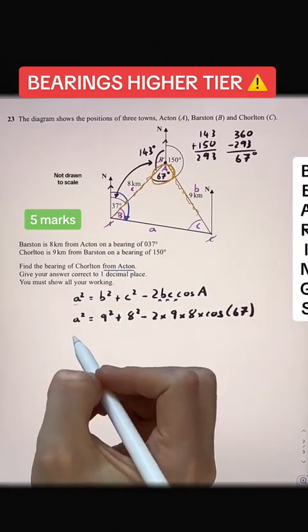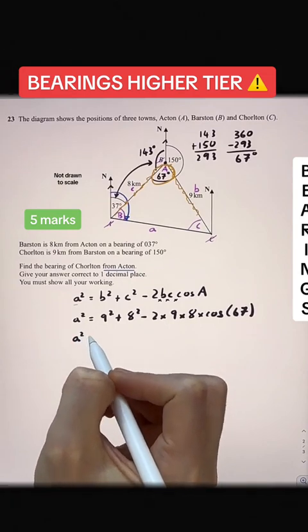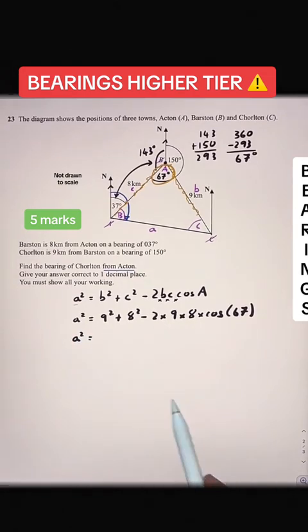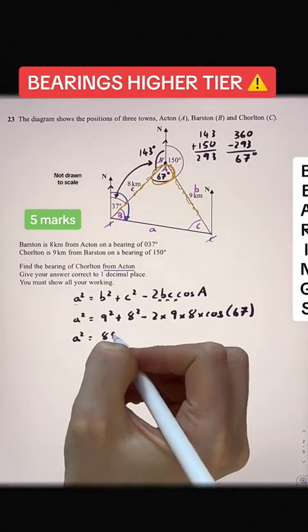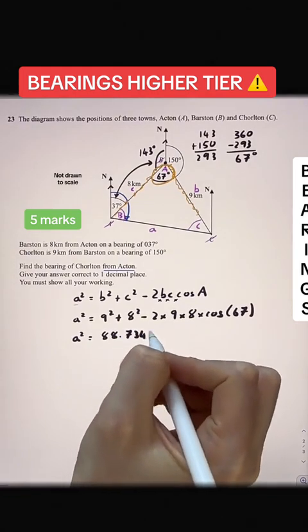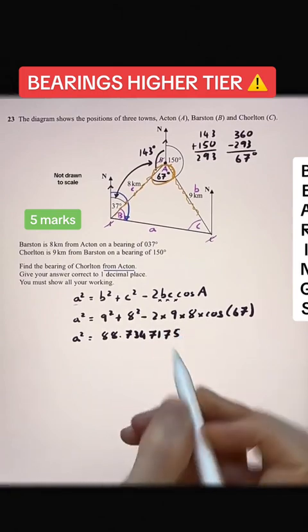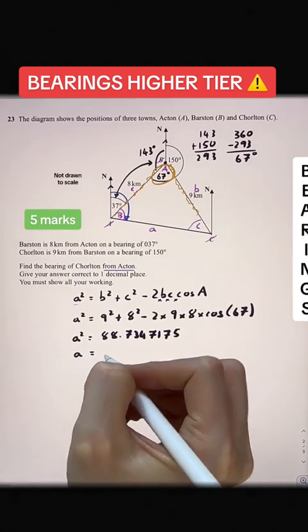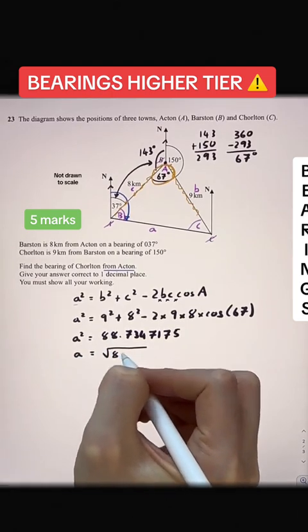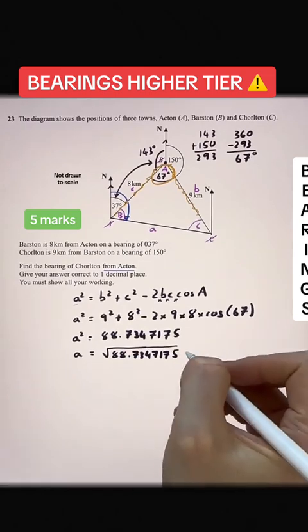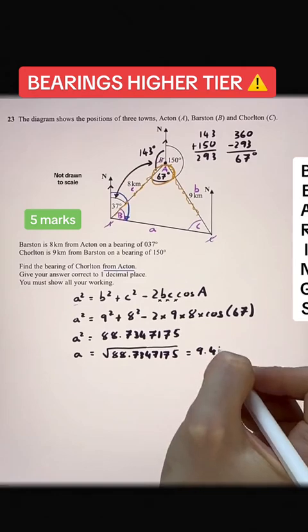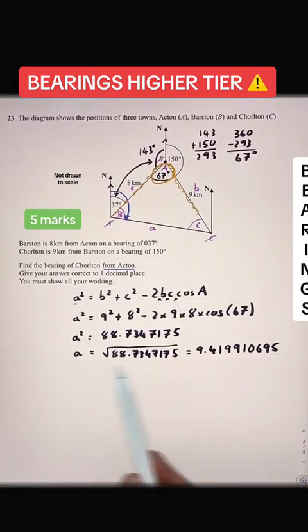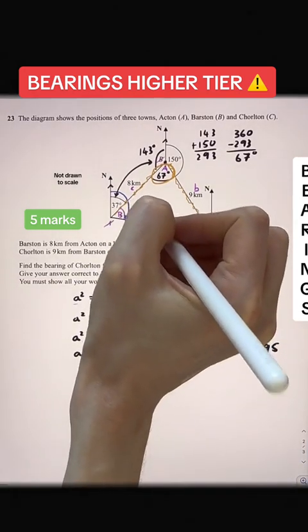Leaving A squared alone on the left-hand side of my equation, substituting everything on the right into my calculator, therefore A squared equals 88.7347175. As I want to find the value of A, the opposite of squared is the square root. So therefore the value of A is the square root of my 88.7 number, which equals 9.4199, etc. Now I know my value for A, I can label that in my diagram.